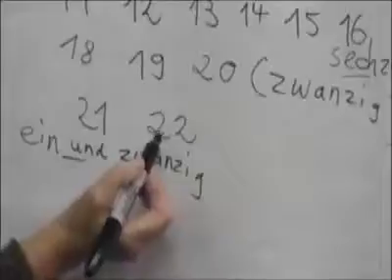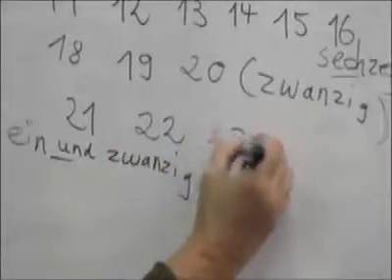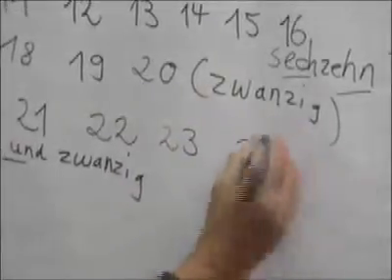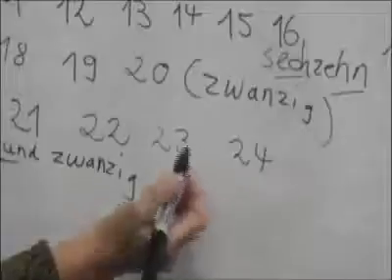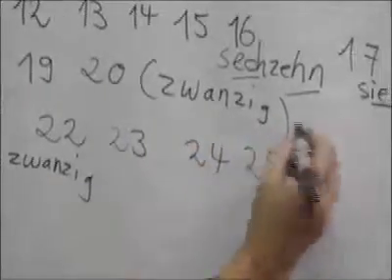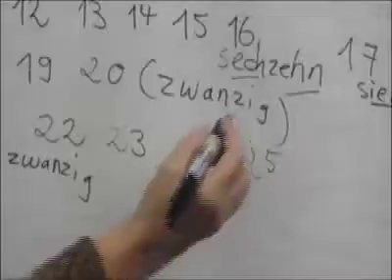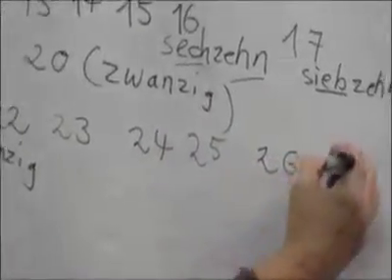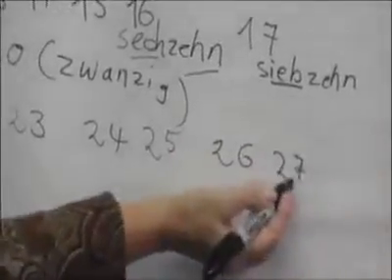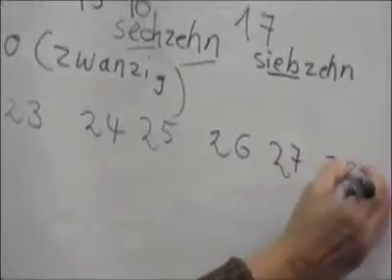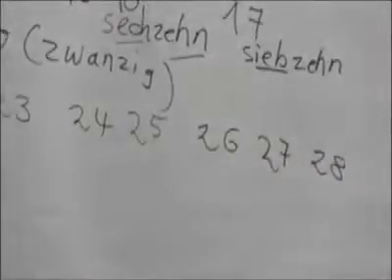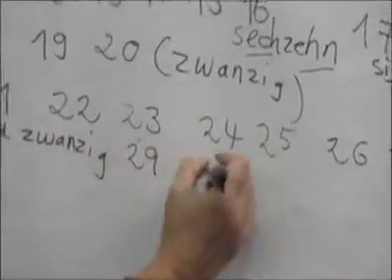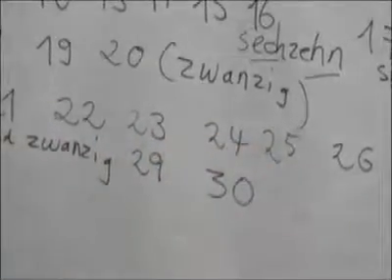2 und 20. 3 und 20. 4 und 20. 5 und 20. 6 und 20. 7 und 20. 8 und 20. 9 und 20. And here comes the number 30.